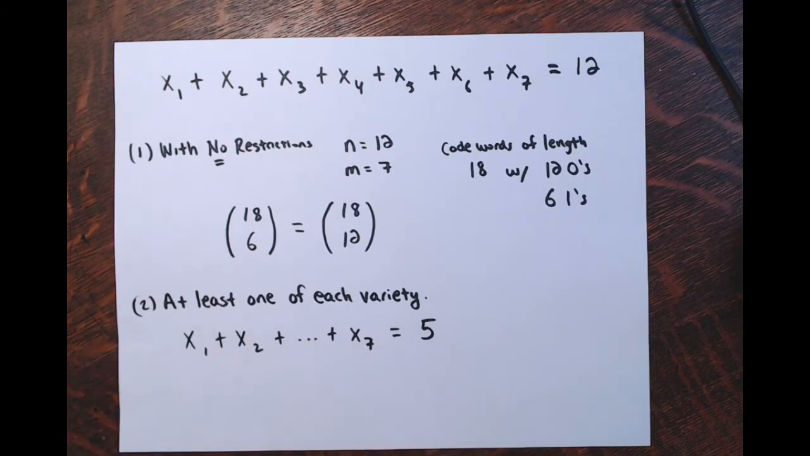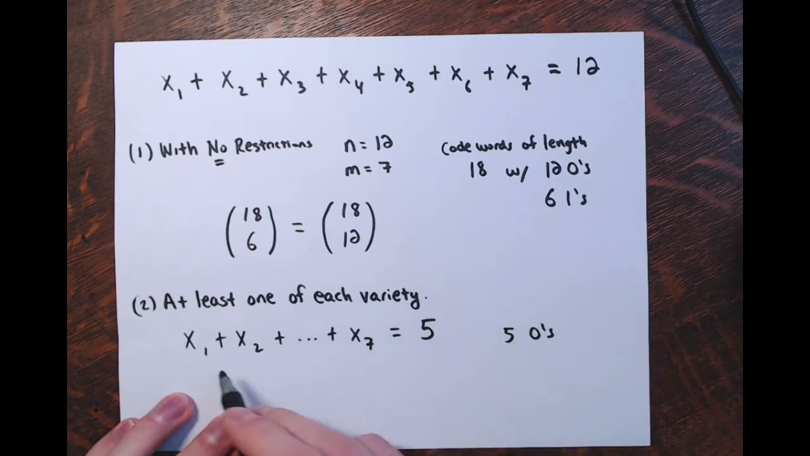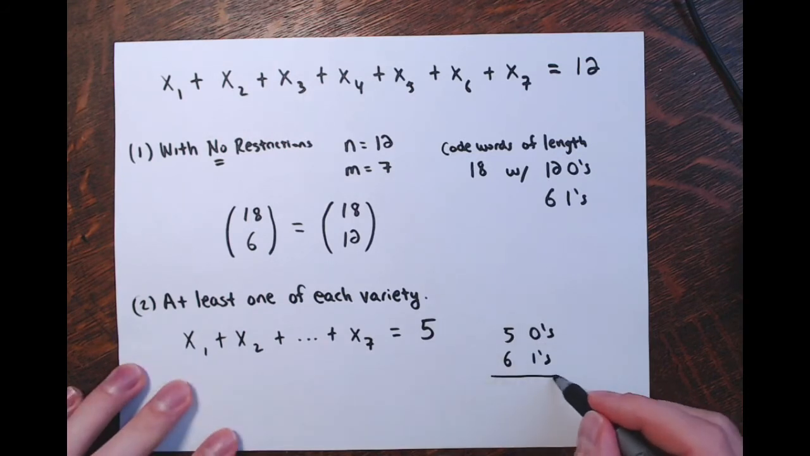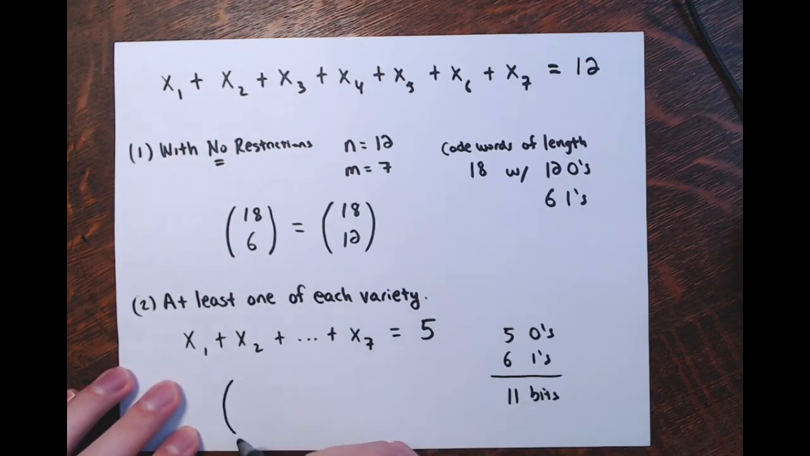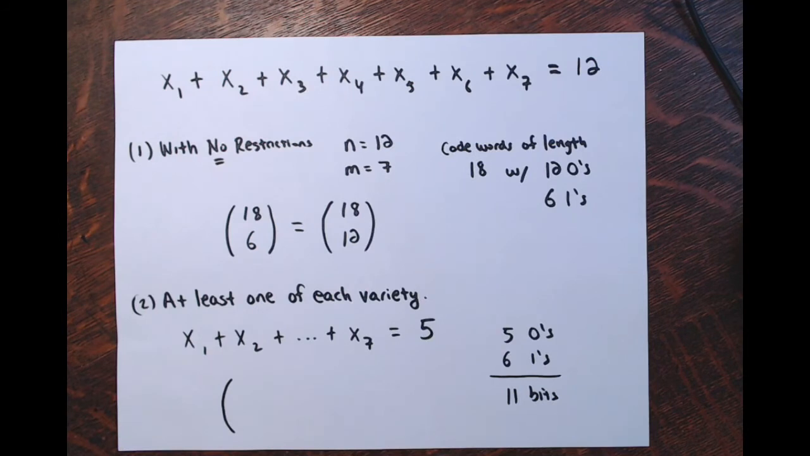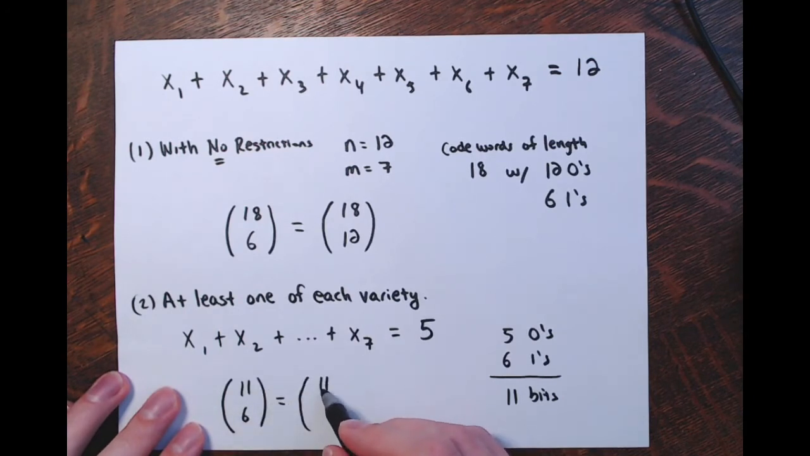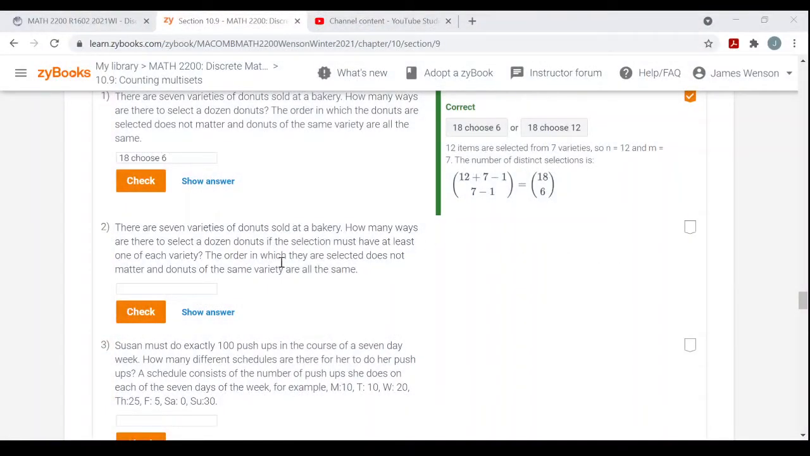Again, there are still seven varieties. So there'd be five zeros for the donuts, and there are seven varieties, so six ones for the dividers. So a total of 11, right? There's 11 bits in my code. So the number of ways I could select a dozen donuts, such that I get at least one from each variety, would be 11 choose 5 or 11 choose 6. I have a code word of length 11, and I can either choose where the 6 ones go or where the five zeros go. So this is 11 choose 5.